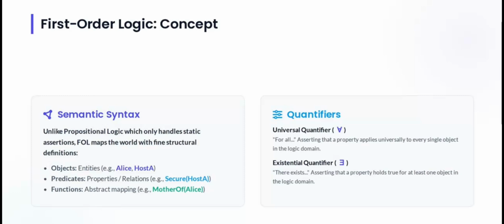When AI deals with the real world, basic logic isn't enough. We need first order logic or FOL. Basic logic just deals with simple true or false statements. FOL lets us talk about specific objects, their properties, and how they relate to each other. It also lets us use words like all and some, which we call quantifiers.